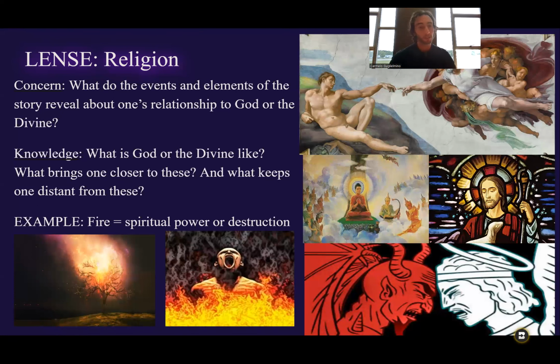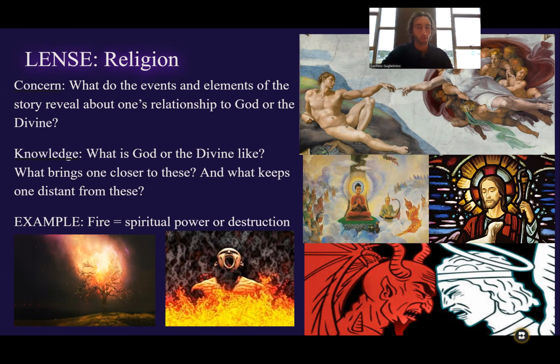Okay, the final lens, the religious lens. Okay, so we had our socio-historical, literary, psychological, philosophical, and then we end with the religious lens. One of the oldest lenses that we are using to this day, not as popular as some of the other ones, but is a very important one to know, particularly if you're looking at Western literature. It is concerned with how the events and the elements of a story reveal something about our relationship to God or the divine.